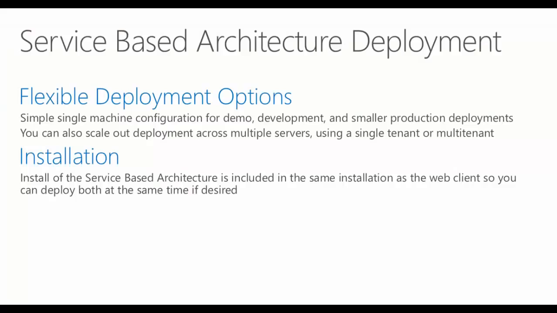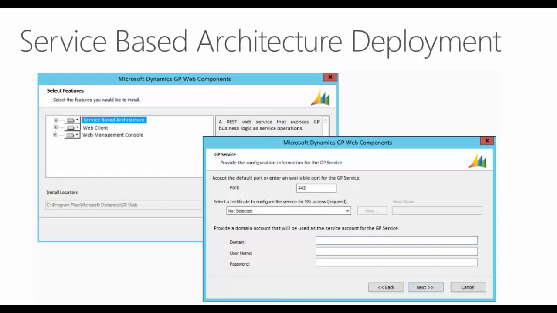Let's take a look at the service-based architecture deployment. Just 2 points here. You have flexible deployment options, so whether it be more of a simple single machine configuration, or you can scale it out and have the deployment across multiple servers using a single tenant or multi-tenant. And then for the install, the service-based architecture is included in the same install as web client, so you can do both at the same time if you desire. And this is just a print screen of the Microsoft Dynamics GP Web Components screen, showing there that you can install service-based architecture.